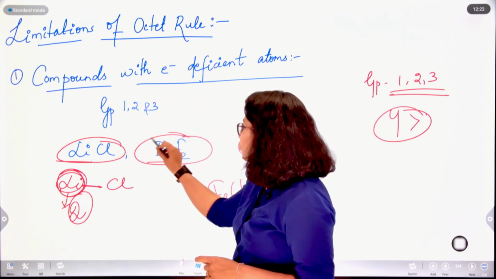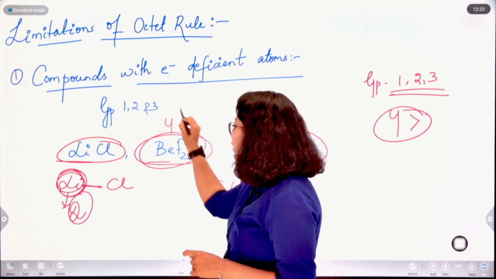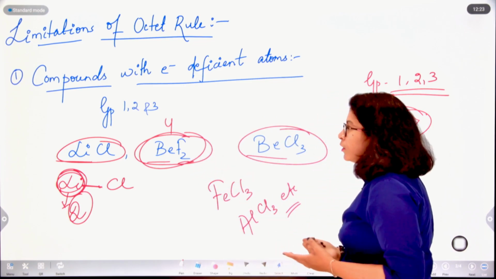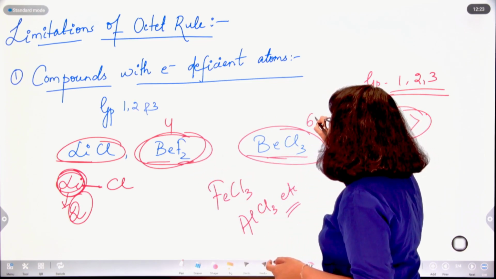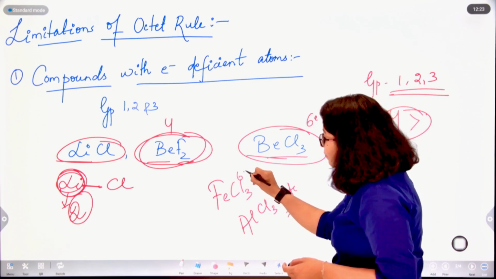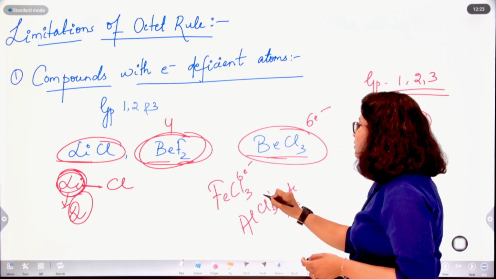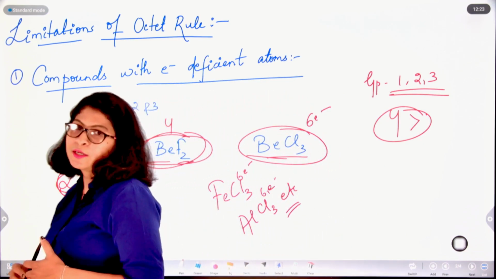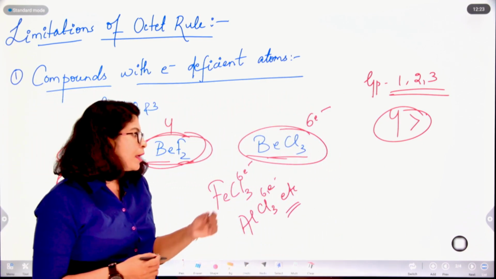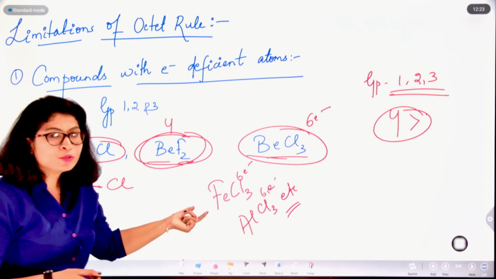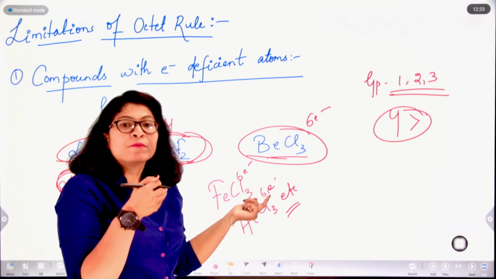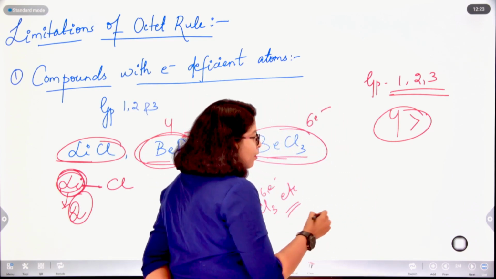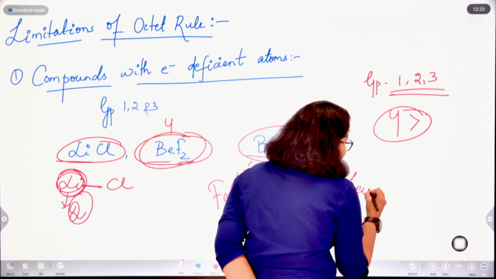Here in BeF2, again beryllium is having 4 electrons in its vicinity because of 2 bonds with fluorine, therefore 4 electrons. BeCl3 is having 6 electrons. FeCl3 is having 6 electrons, AlCl3 is again having 6 electrons. So basically they do not satisfy the octet rule, or they form compounds which are electron deficient, and this category of compounds is called Lewis acids.